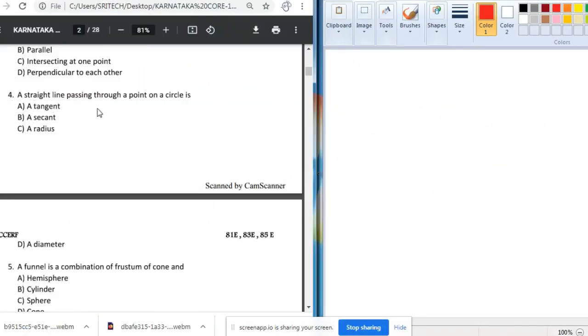Fourth question, a straight line passing through a point on a circle is tangent, secant, radius and diameter. We all know that a straight line passing through a circle touching at one point. This is a circle, and a line touching at one point. So a point means one point. If a line touches a circle at one point, it's called tangent. So correct option for this question is A, tangent.